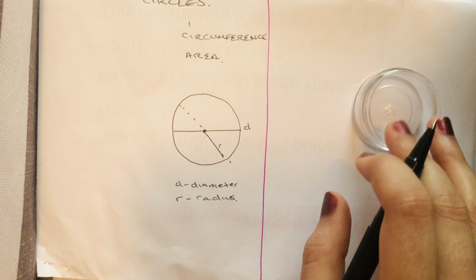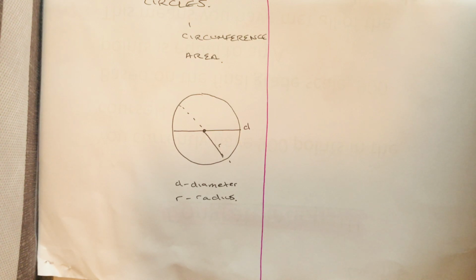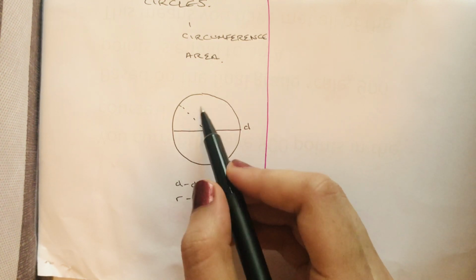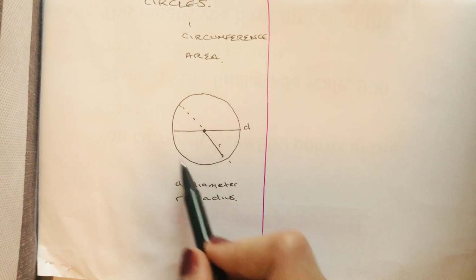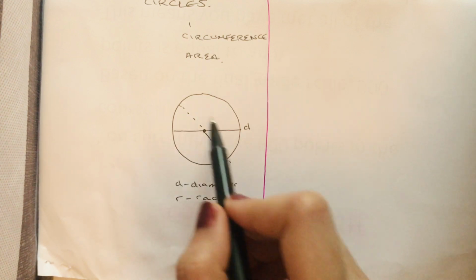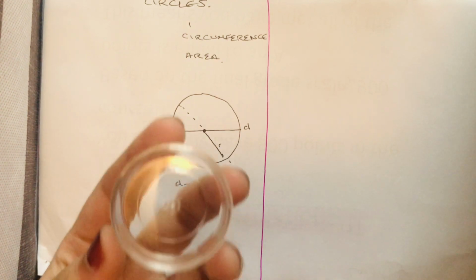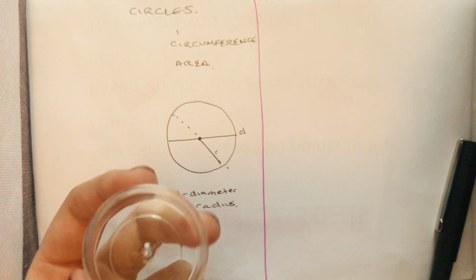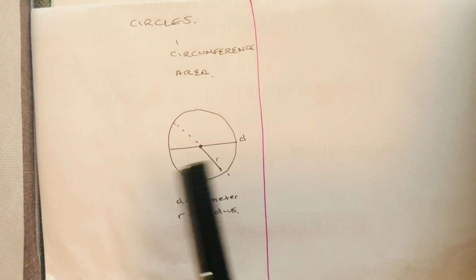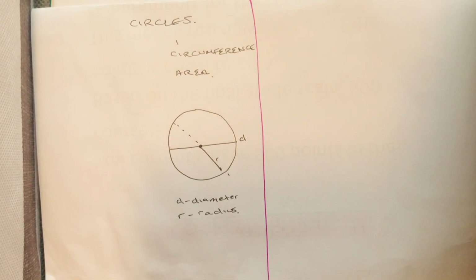Okay, so let's begin with circumference. What is circumference? As I mentioned about perimeter in my previous video, perimeter is the distance around a figure. Same way, circumference is the distance or the boundary of a circle. So if this is the circle that we have, and you calculate all this, it's the circumference.